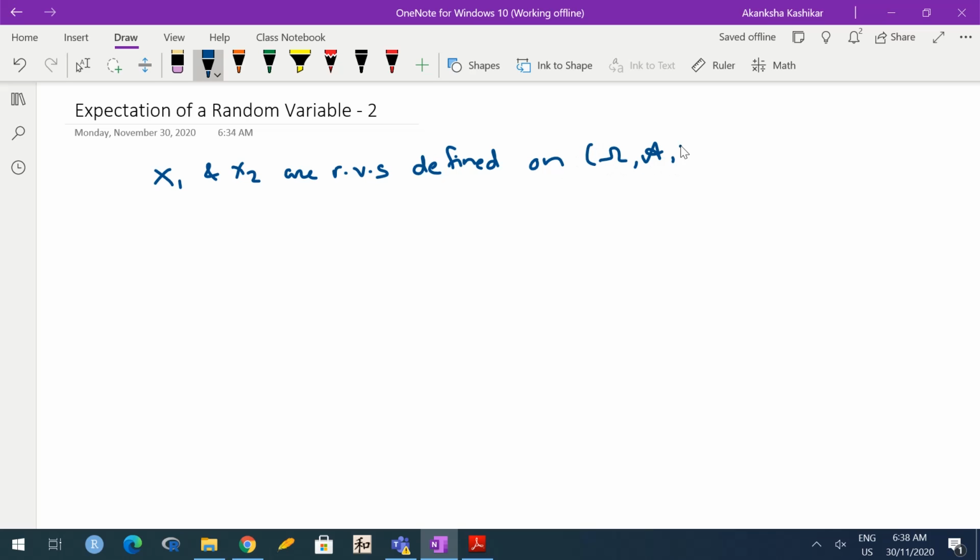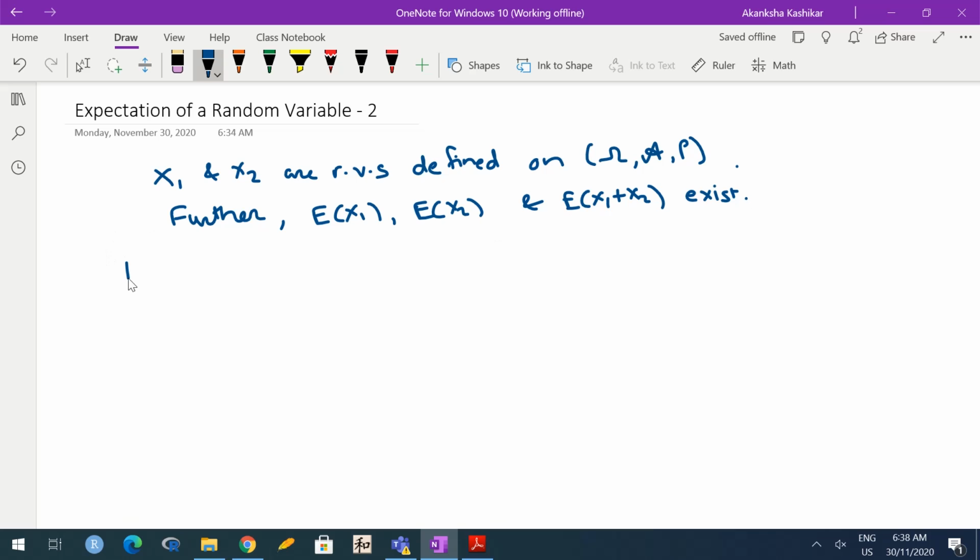Omega, script A, P. Further, we will say that the expectation of X1, expectation of X2 and expectation of X1 plus X2 exist. Okay, then we will try to prove similar properties like those proved for simple random variables. So if X1 is non-negative almost surely, then expected X1 is also greater than or equal to 0. So this is known as non-negativity.